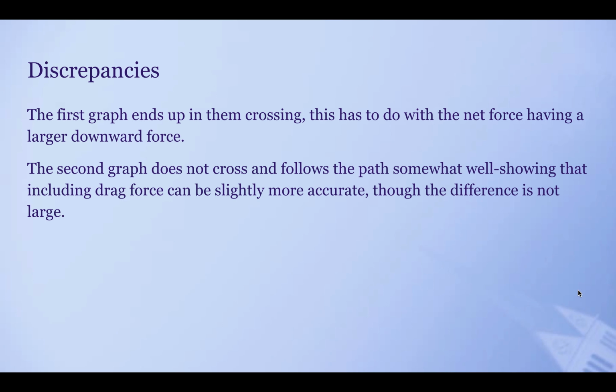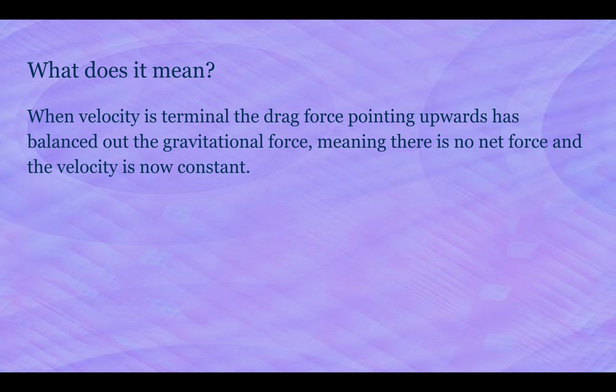So let's discuss these discrepancies a little bit more. So that first graph, like I said, it ended up crossing, and this is because there was no upward force to balance out that gravity at all. So it does have a larger downward force, meaning it is going to go faster downwards. And the second graph does not cross, and it follows the path somewhat accurately. This is because we are showing the drag force, and this also shows us that the drag force, when it's included, can help make the graph slightly more accurate. But again, the difference is not huge.